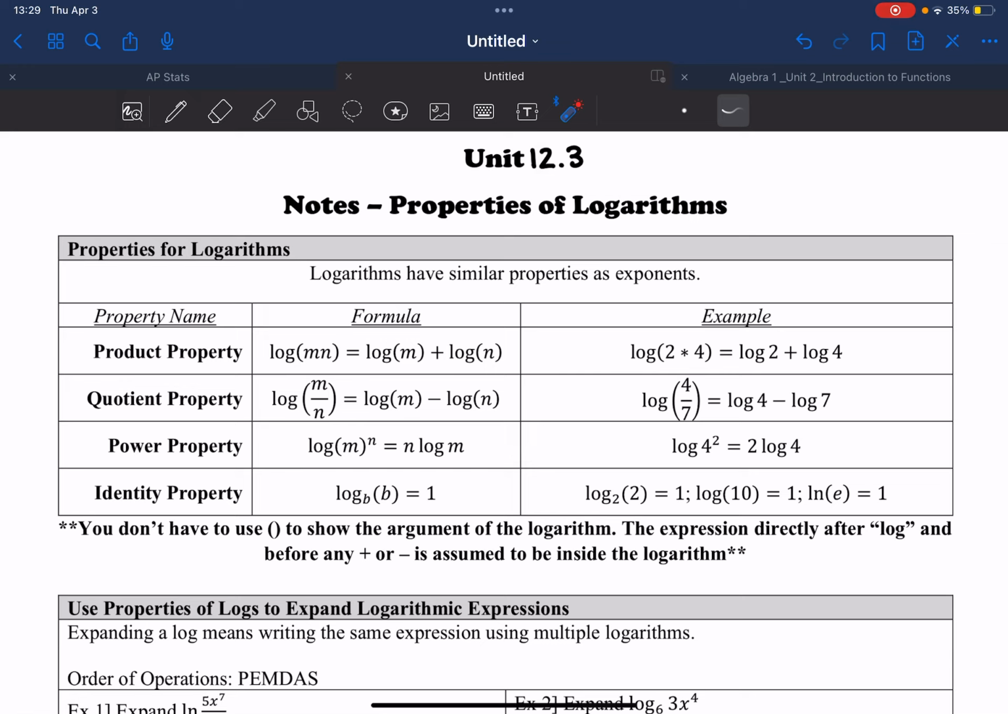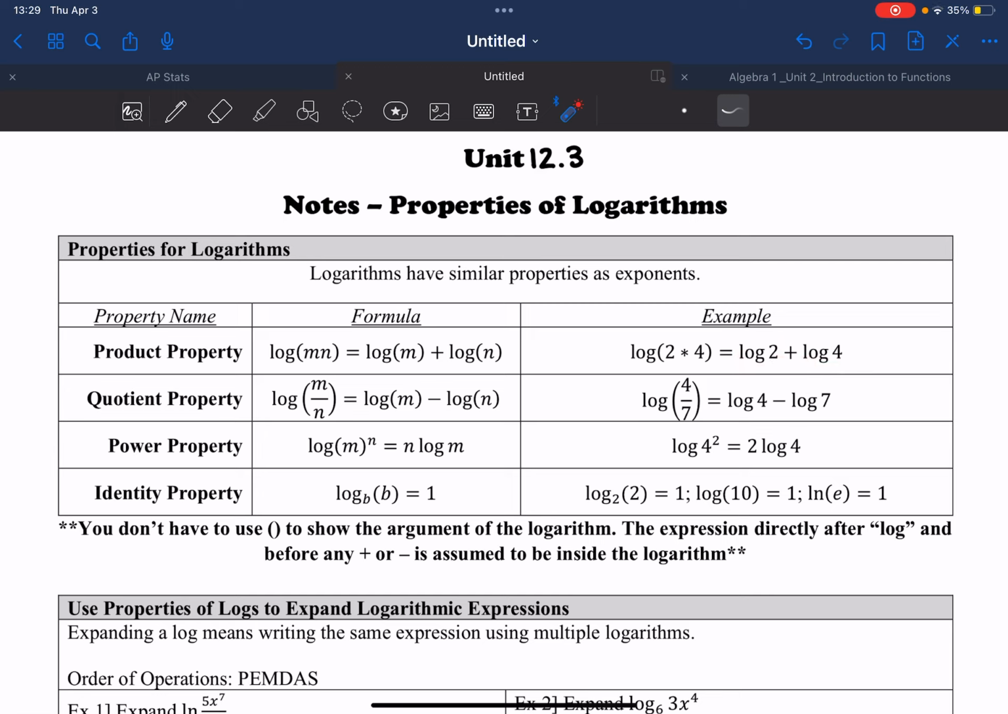log of n. So if we're multiplying, that's the same as expanding this into addition. Off to the side, we have an example. So if we have log of 2 times 4, this is the same as saying log of 2 plus log of 4. Then we have the quotient property.